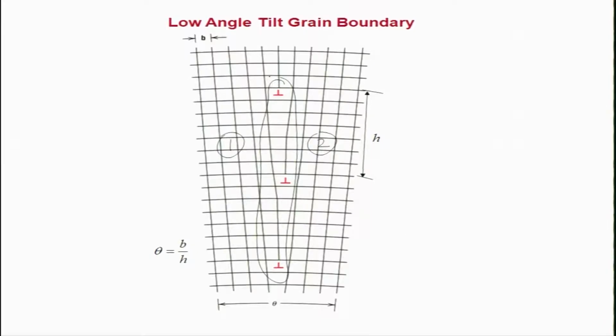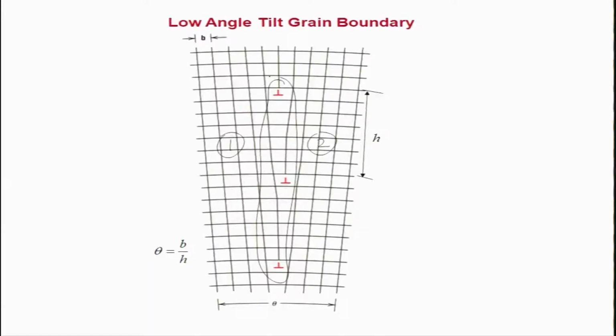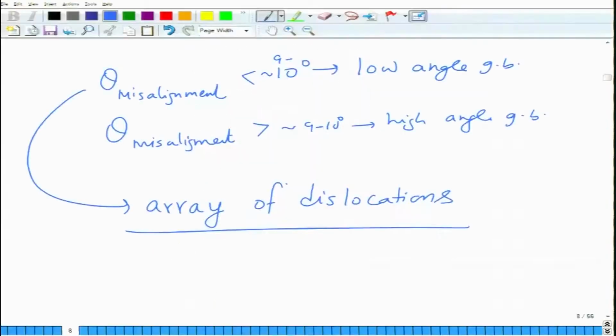They may have some strain at the interface, but the atomic density at the interface is higher than in the high angle grain boundary. So, this defines the net energy of the high and low angle grain boundaries. These are the two grain boundaries that we talked about.